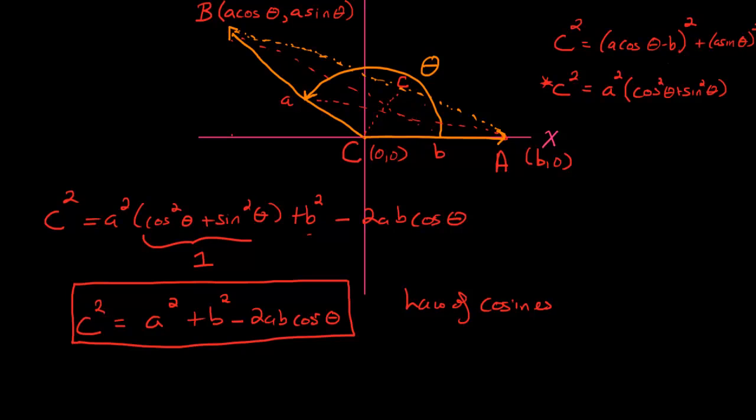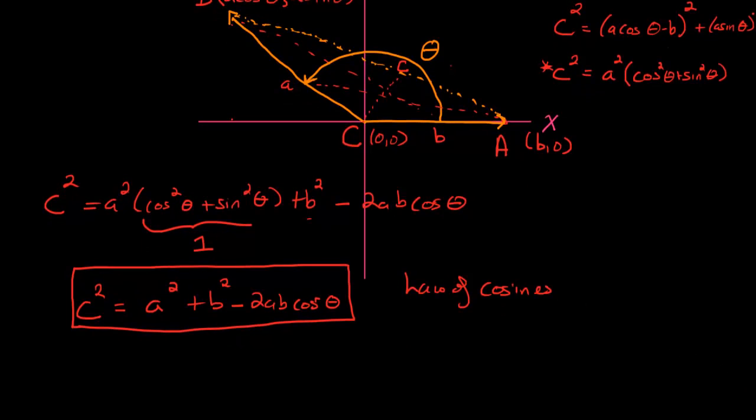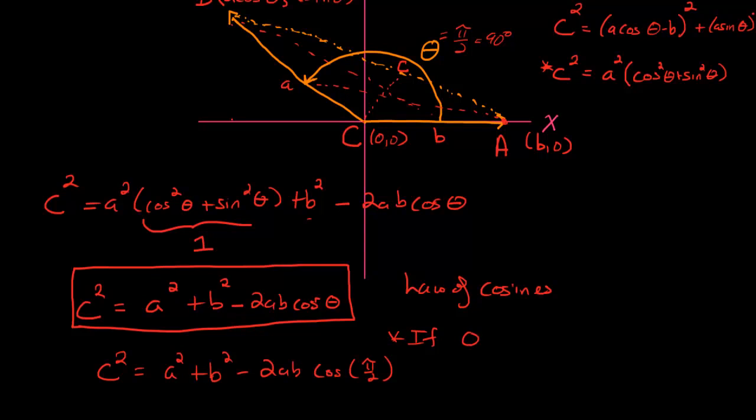So if we want to evaluate the special case of when theta is equal to pi over 2 radians, which is 90 degrees, let's see what happens. We have c squared equals a squared plus b squared minus 2 times ab times cosine of pi over 2. Remember, cosine of pi over 2 equals 0. So this whole term goes to 0, and we are just left with the Pythagorean theorem.